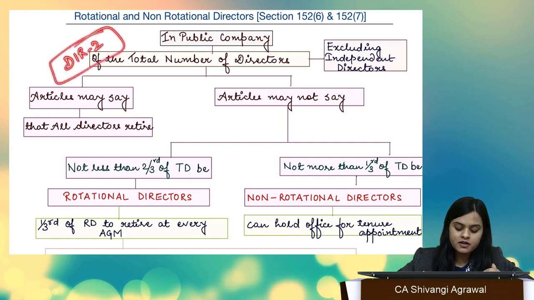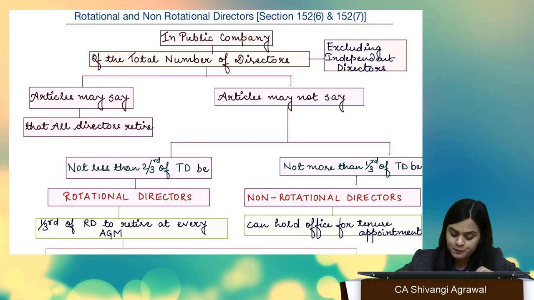Fine, ma'am. Now, before I move to this particular part, DIR 2, that is the consent part, it is not required in case of not-for-profit organizations, that is not-for-profit companies, as well as for government companies. So they have this exemption from filing DIR 2. Okay.